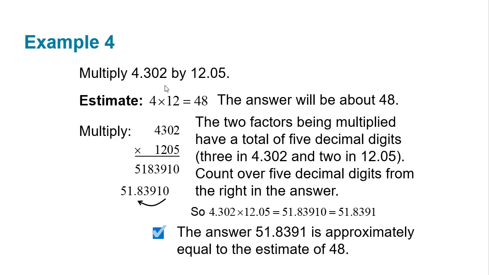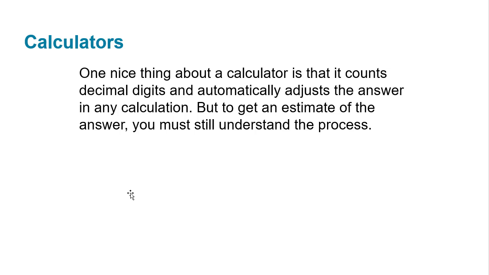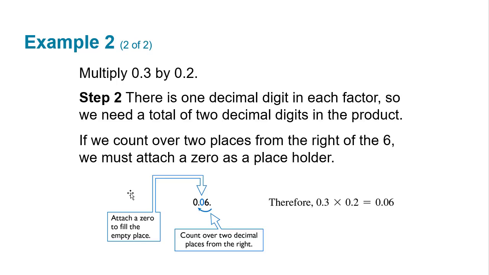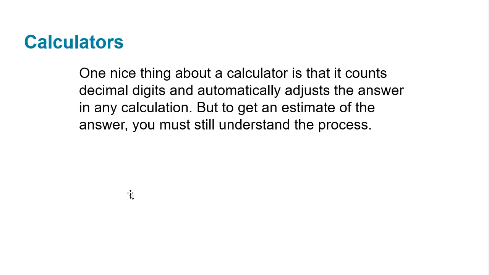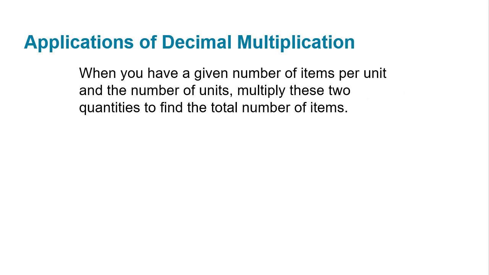And then check yourself, 12 times 4 is 48, so it makes sense that our answer is basically a number of tens, right? It wouldn't make sense if it was 480 or 4. I'm sorry, it wouldn't make sense if it was 518 or 5.18. It should be on that same power of 10. 48 is on a power of 10 to the 1. 51 is on a power of 10 to the 1. So they should be in that same magnitude is one way of thinking about it. Of course, if you're using calculators, it does all this for you, so that's nice.